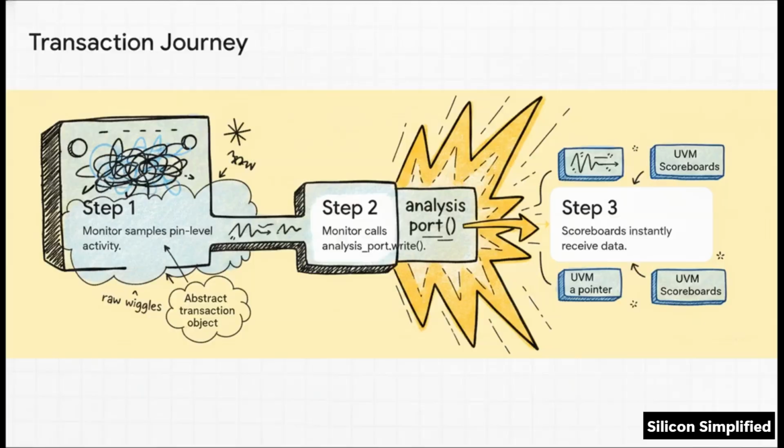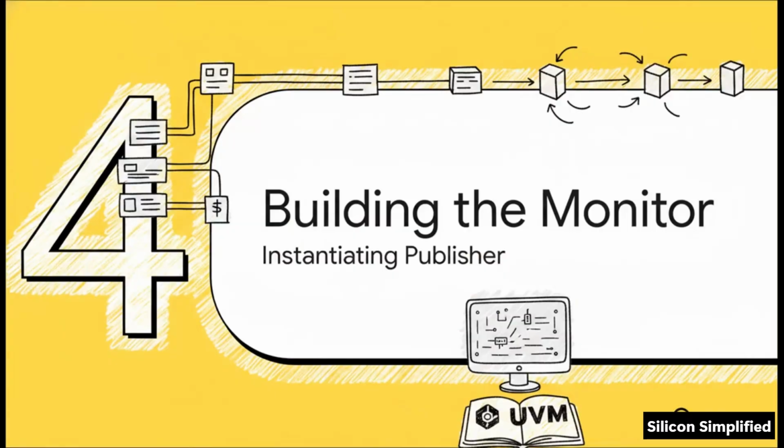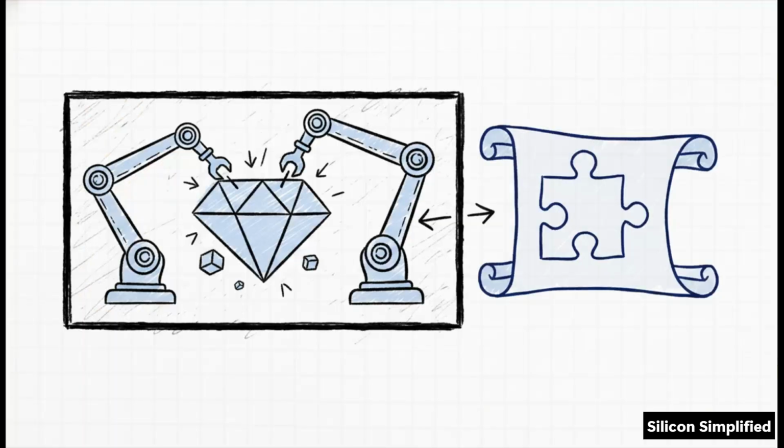Section 4, Building the Monitor. Let's look at instantiating the publisher. All right, enough theory. Let's get our hands dirty and look at how we actually write this in SystemVerilog. First up, we declare the publisher.